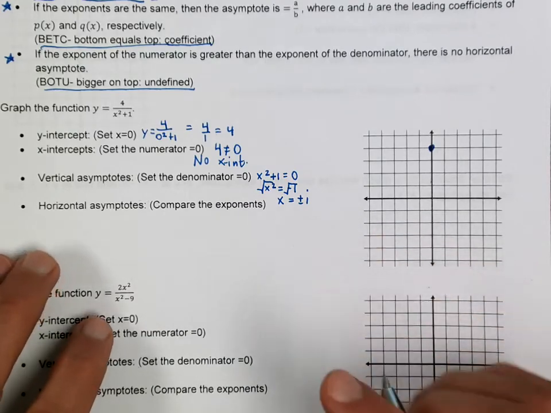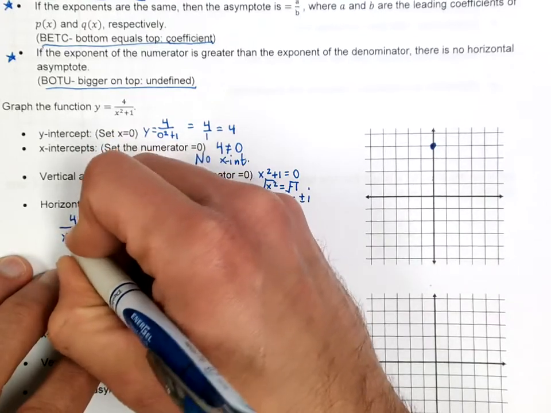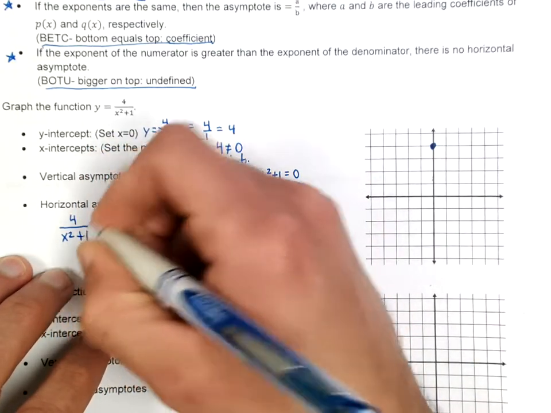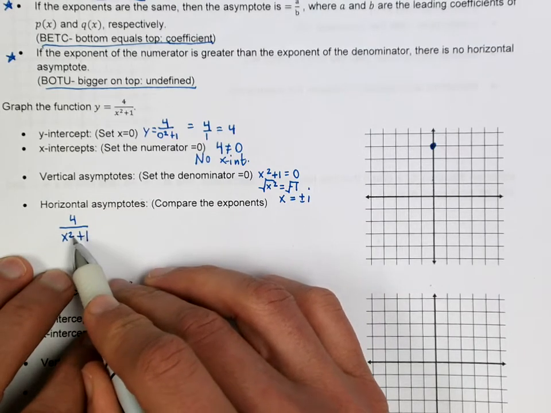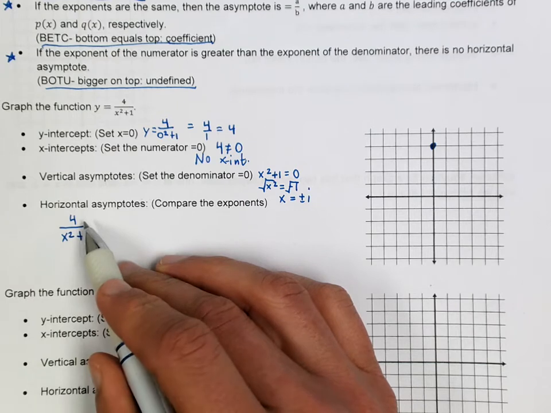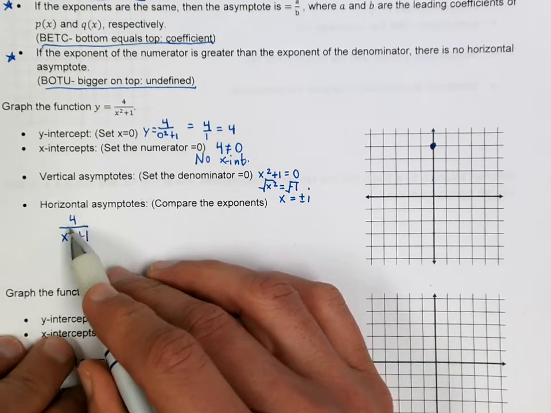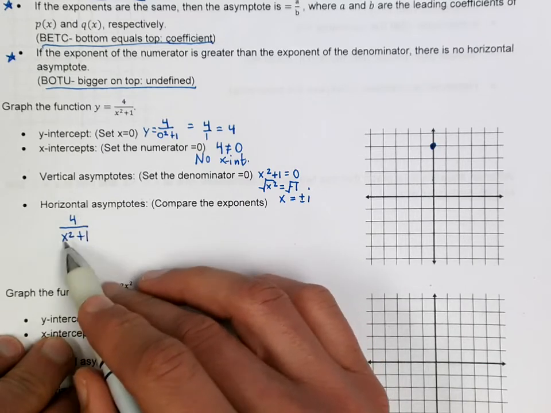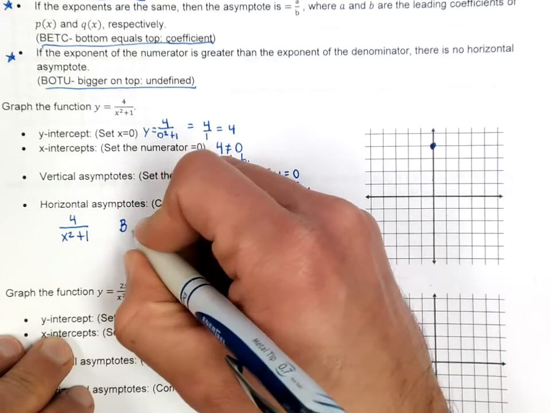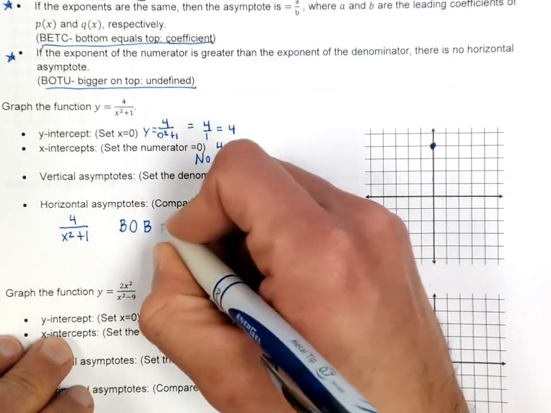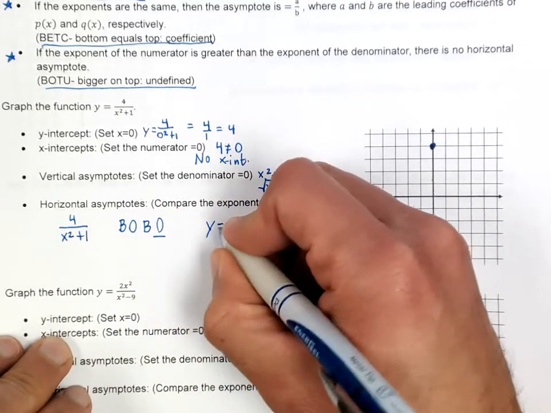And then finally, the horizontal asymptotes, right? So we're going to look at this equation one more time. We're going to talk about what that means. The degree of the bottom, remember, the degree is the highest power here, is 2. Now, the degree on top, if it's just a constant, you can say is degree 0. Okay, so which degree is bigger? Which one has the biggest power? All right, this one has the biggest power, so it's bigger on bottom, which is the one we call BOBO, right? And if it's that, then the horizontal asymptote is y is equal to 0.